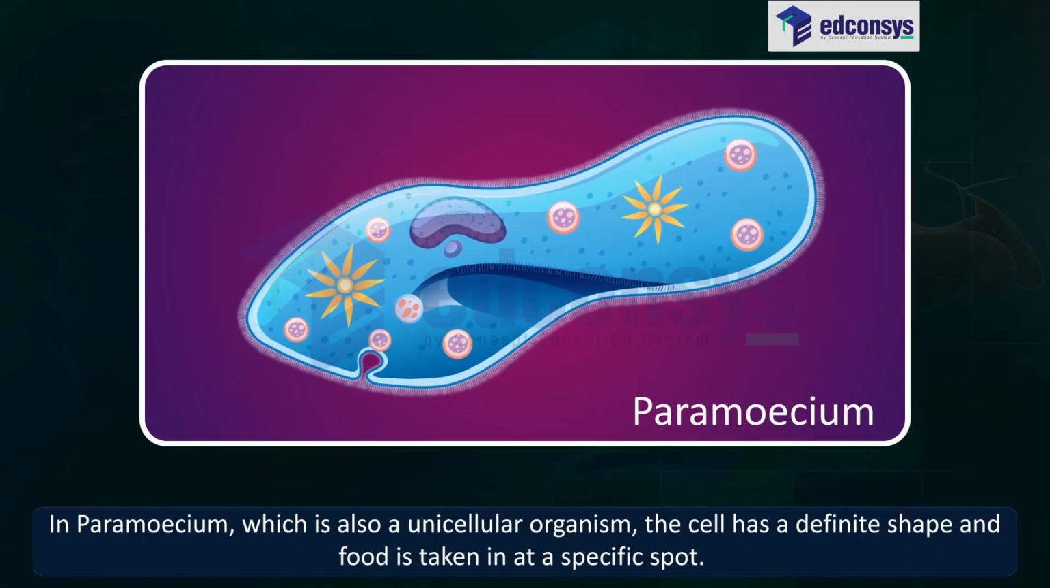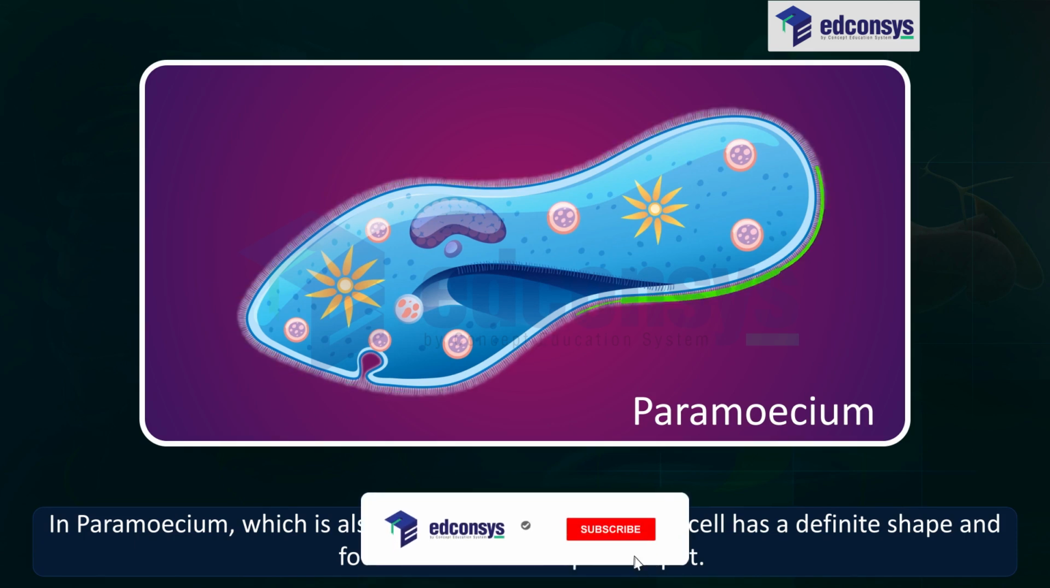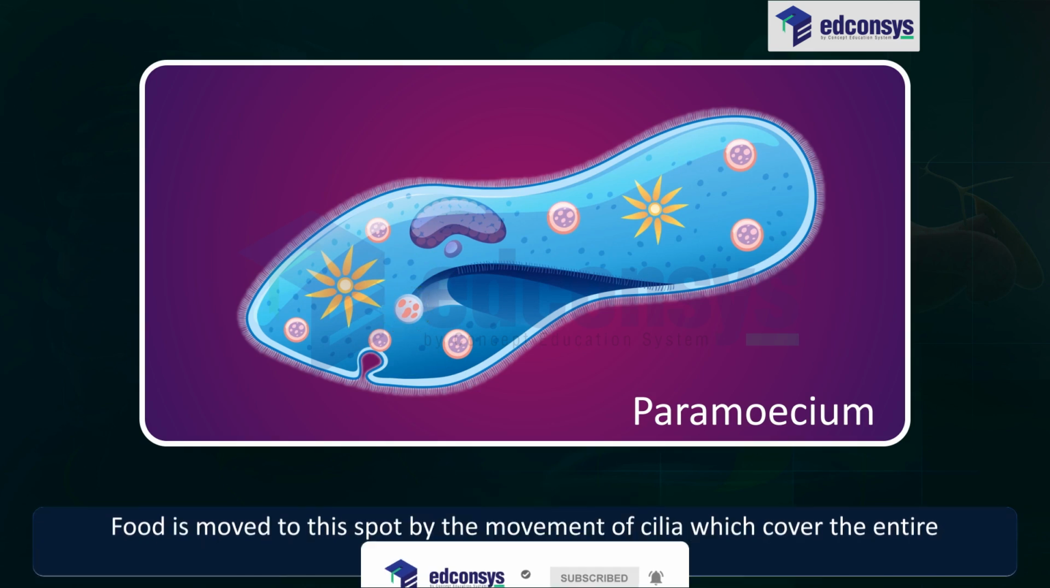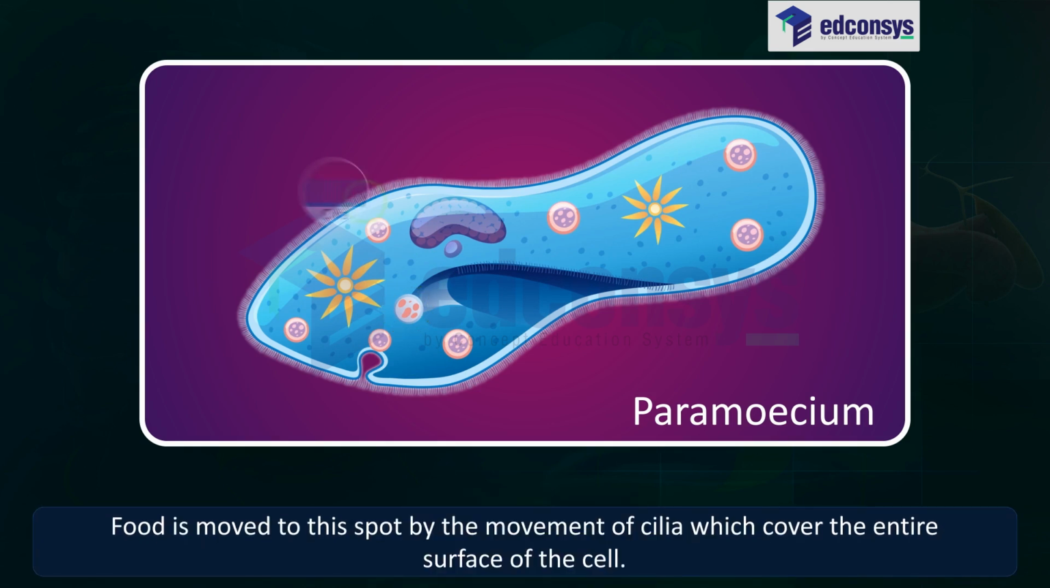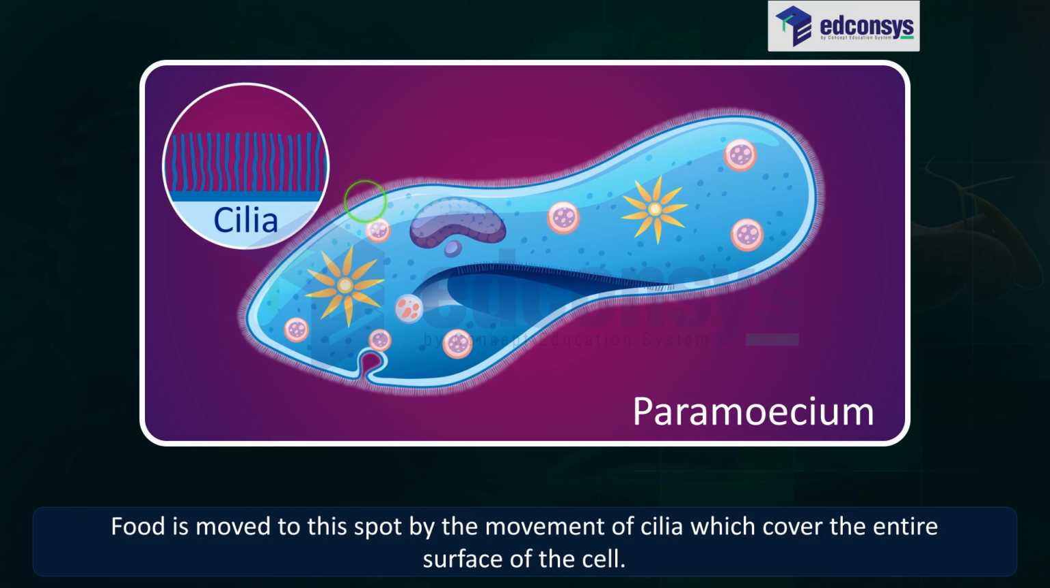In Paramecium, which is also a unicellular organism, the cell has a definite shape and food is taken in at a specific spot. Food is moved to this spot by the movement of cilia which cover the entire surface of the cell.